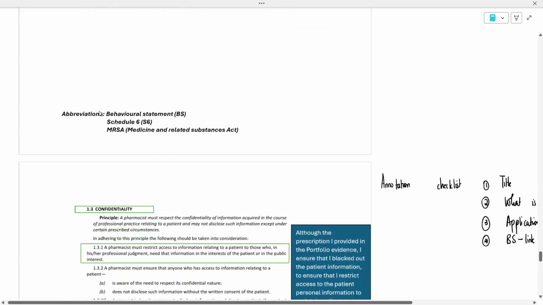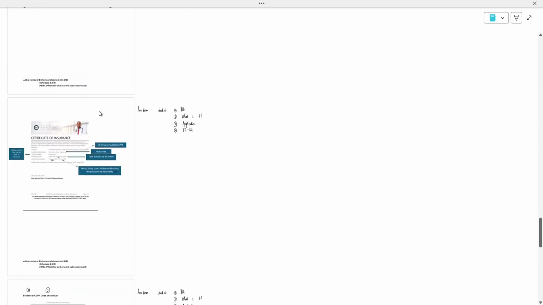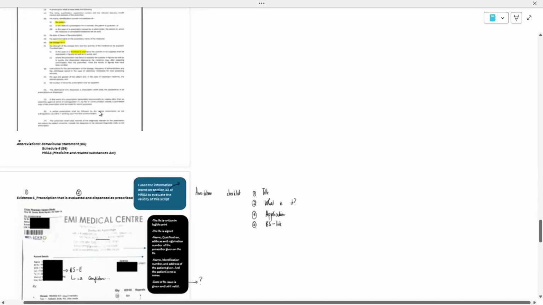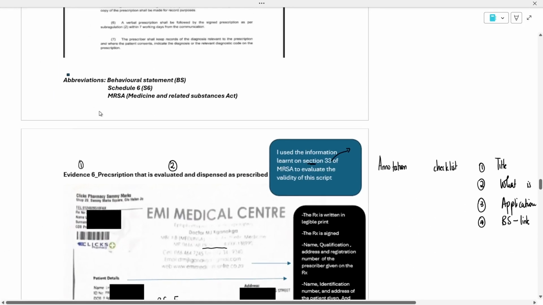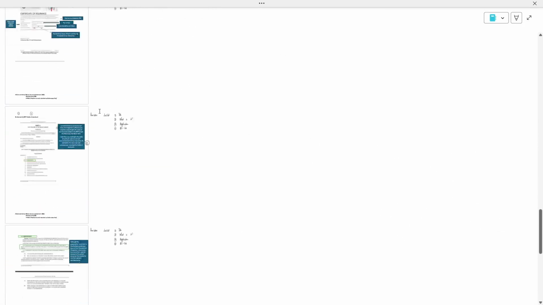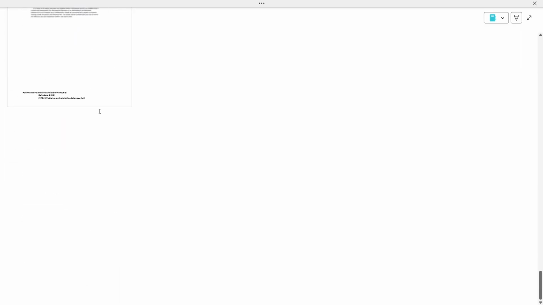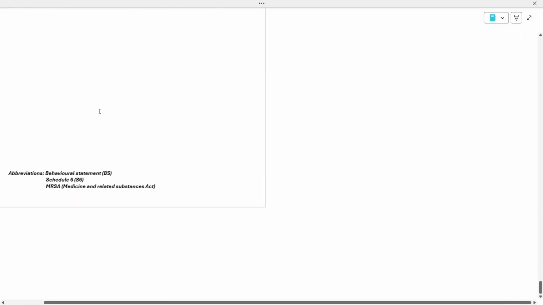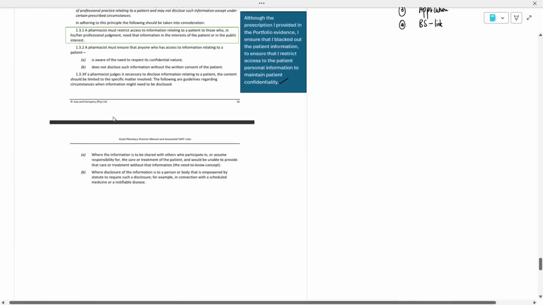Where's the switcher? So this is the end of the evidence. Schedule 6 medicines. There's no schedule 6 medicines.